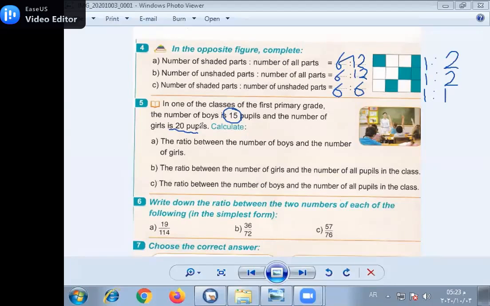Yes, okay, go ahead. 15 to 20. Yes, it's the ratio between the number of boys and girls. He says the number of boys first, so the ratio will be 15 to 20.